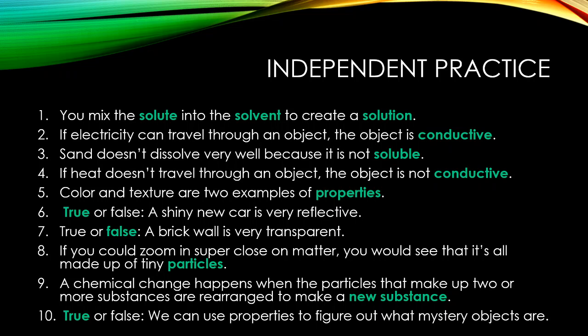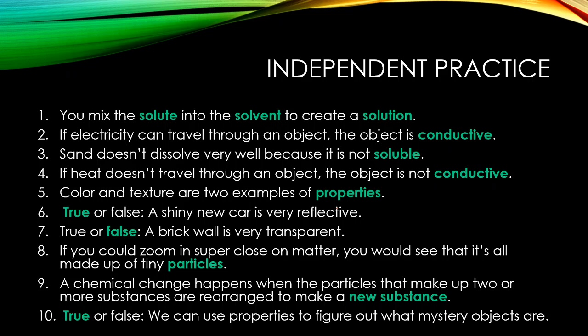Number 6, true or false, a shiny new car is very reflective. Well, if it's shiny, then that more or less means the same thing as reflective. So that is true. Number 7, true or false, a brick wall is very transparent. That is false. I have never been able to see through a brick wall, and I've seen a lot of brick walls in my life. If light can't pass through it, then it is not transparent.